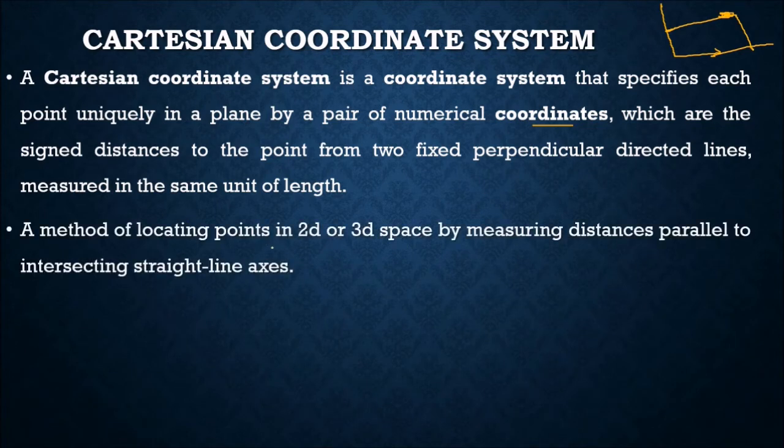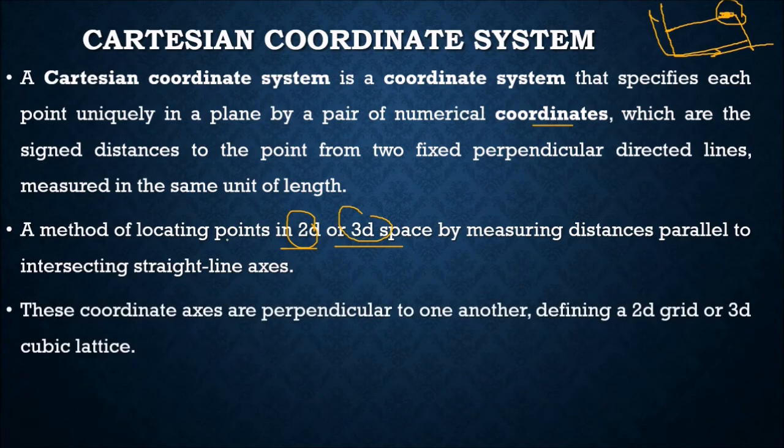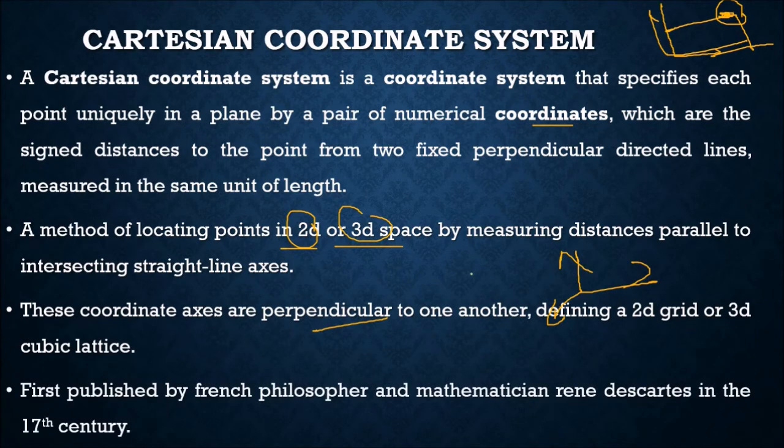It is a method of locating points in 2D or 3D space by measuring distances parallel to intersecting straight line axes. So the method of locating points in 2D or 3D is the Cartesian coordinate system. These coordinate axes are perpendicular to one another, defining a 2D or 3D grid or 3D cubic lattice. This was first published by René Descartes, philosopher and mathematician, in the 17th century.